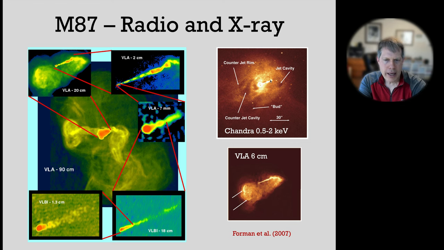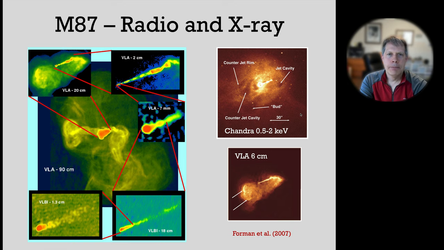And then moreover, you can see how the radio-emitting plasma associated with the jet in the lobes has excavated cavities in the inner parts of the Virgo cluster for M87. There and there are those jet cavities.